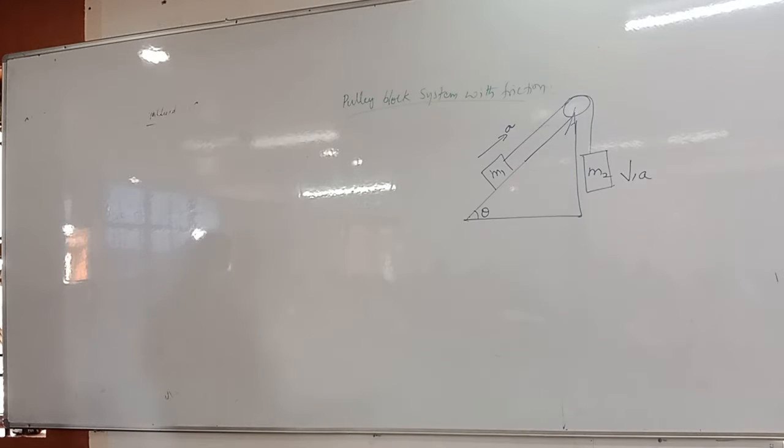Done? Tension? Yes. m1 m2 g into 1 minus sin theta by m1 plus m2. 1 minus or 1 plus, you have to get 1 plus, I guess. 1 plus sin theta. 1 plus sin theta.